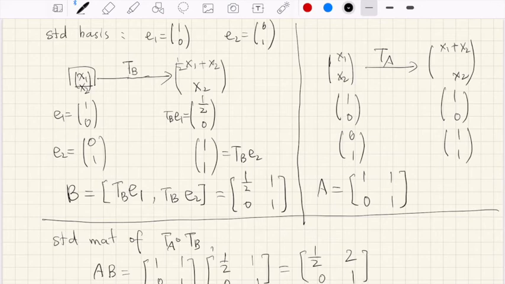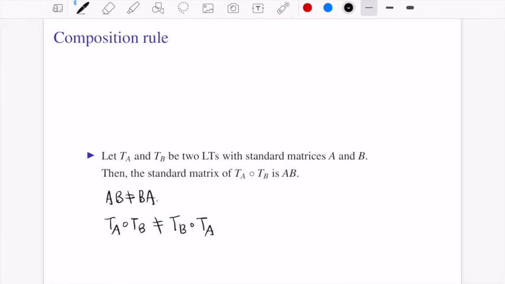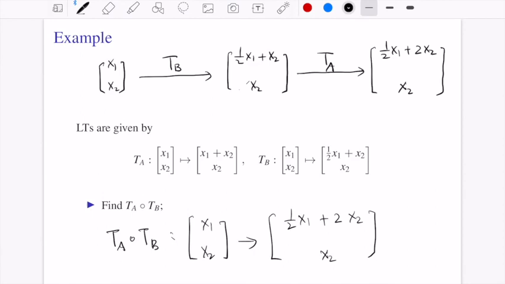Of course, we can verify it. By the definition of standard matrix, TA composite TB X is ABX, which is 1/2, 2, 0, 1 times X1, X2. If you compute it, this is 1/2 X1 plus 2X2 and this is X2, which is exactly what we obtained in the previous example.